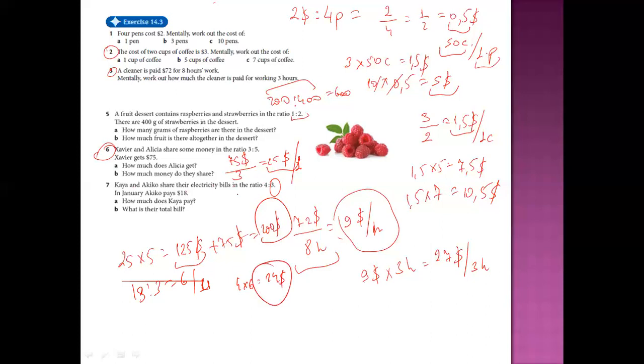If Akiko pays $18, so Kaya must pay $24. Totally we have 18 plus 24, which is equal to 42. Yes, $42 electricity bills.